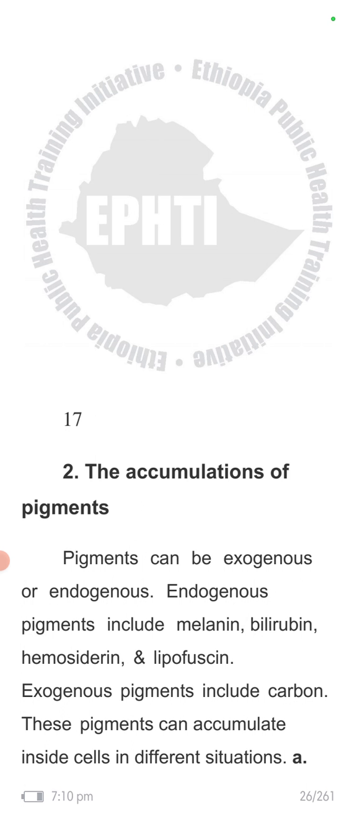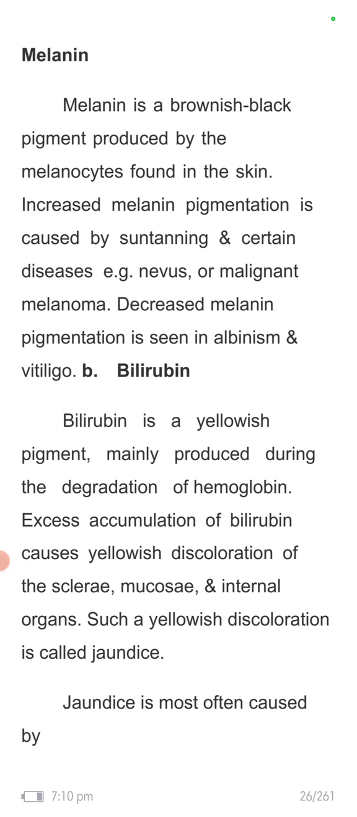While speaking about the accumulation of pigments, pigments can be exogenous or endogenous. Endogenous pigments include melanin, bilirubin, hemosiderin and lipofuscin. Exogenous pigments include carbon. These pigments can accumulate inside cells in different situations.